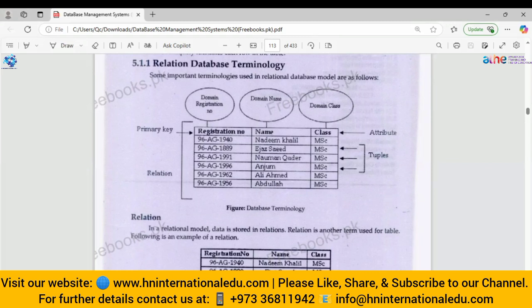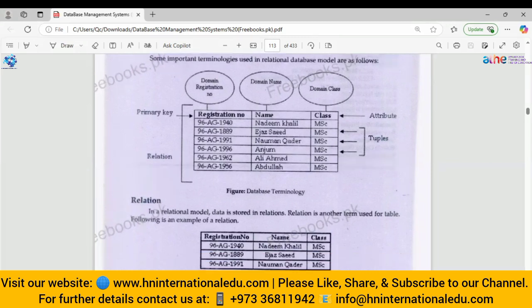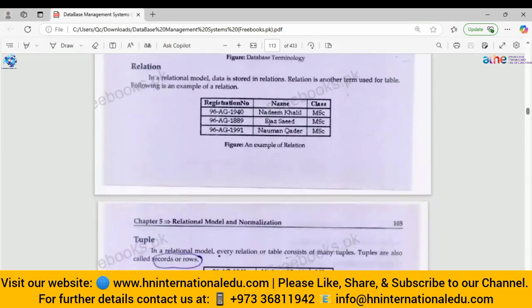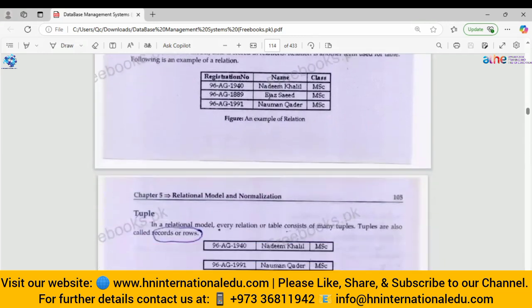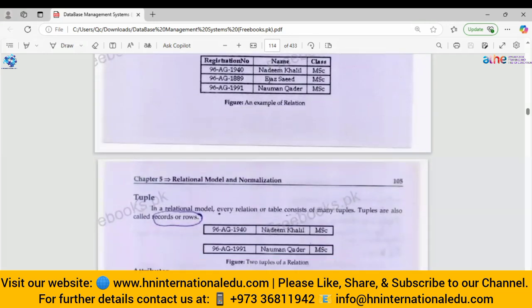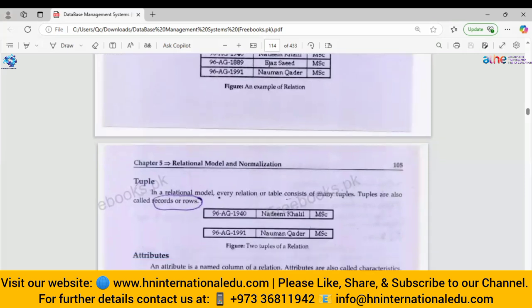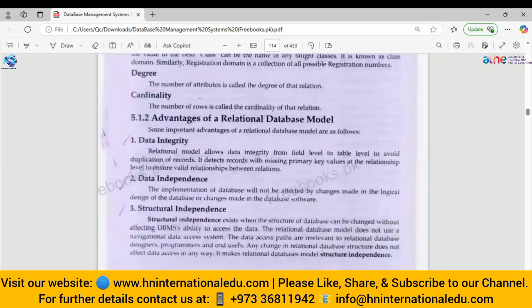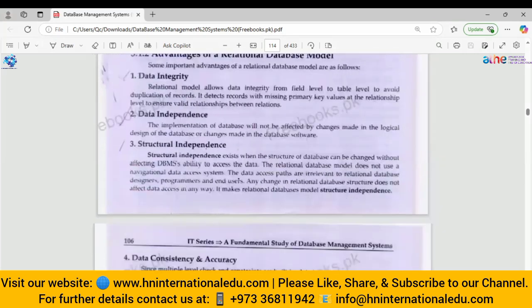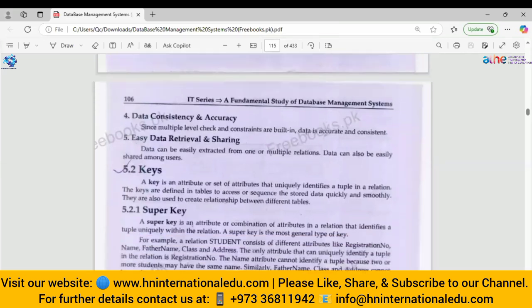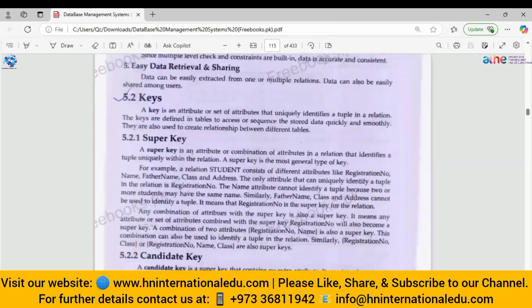So we apply a specific check there. If the input data is a number or an integer, then the DB operator can enter the data, otherwise they cannot. So these are the rules that we use to apply constraints. Now we have different keys on the basis of which we apply these constraints.